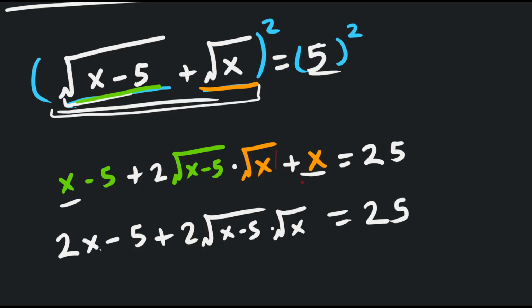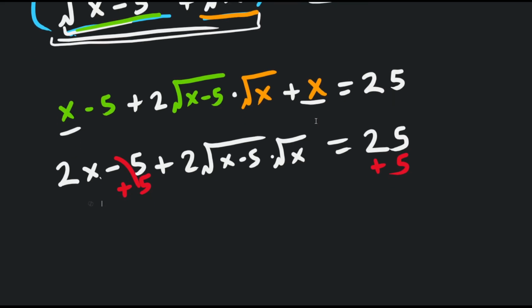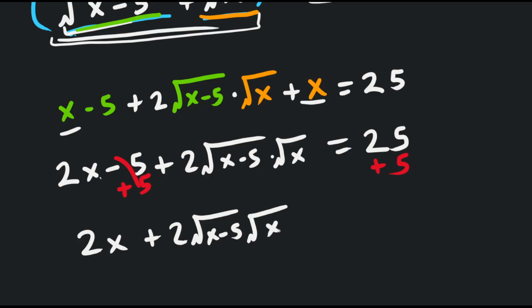We can do a few more things. We can move this minus 5 to the other side by adding 5 to both sides. If we scroll down, we have 2x plus 2 radical x minus 5 radical x equals 25 plus 5, which is 30.